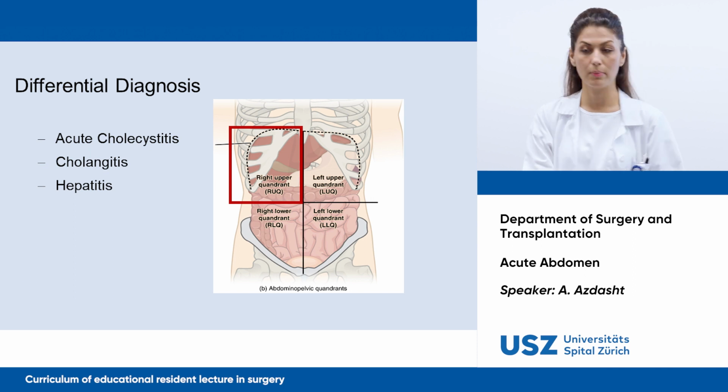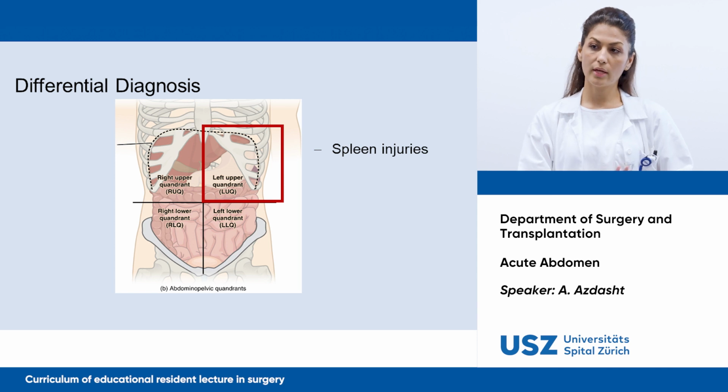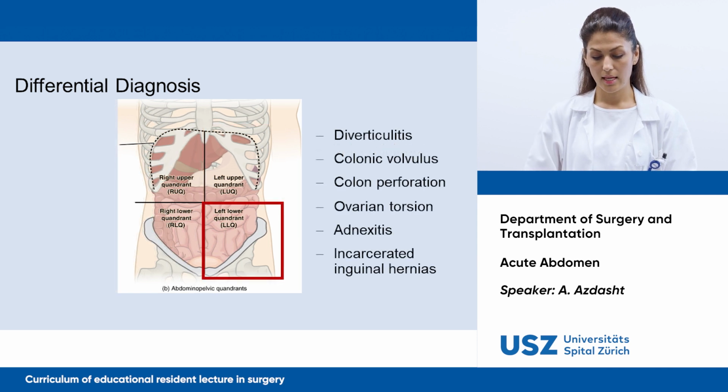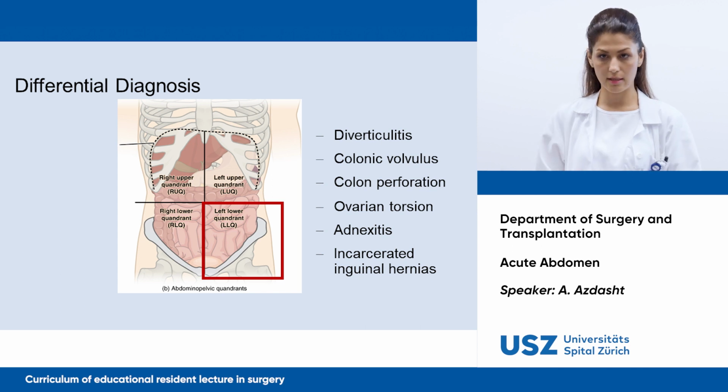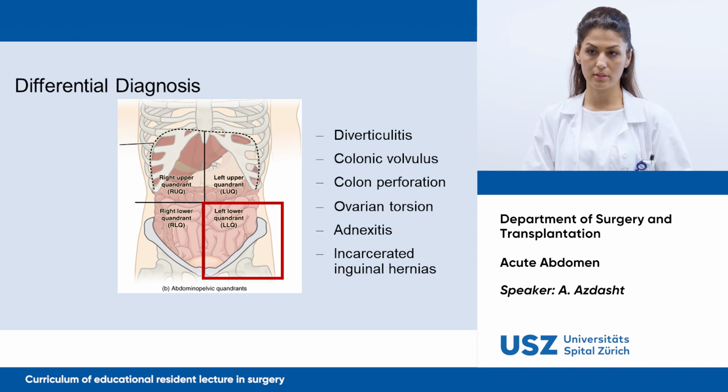Hepatitis, of course, is also a possible cause for right upper quadrant pain. If the pain is located rather on the left-hand side, think of spleen injuries, especially if the patient has had a trauma. If the pain is located on the left lower quadrant, it can be the same causes as on the right-hand side, of course, but what do we have here as well as a differential diagnosis? It's the diverticulitis. Diverticulitis, a volvulus, or a perforation.